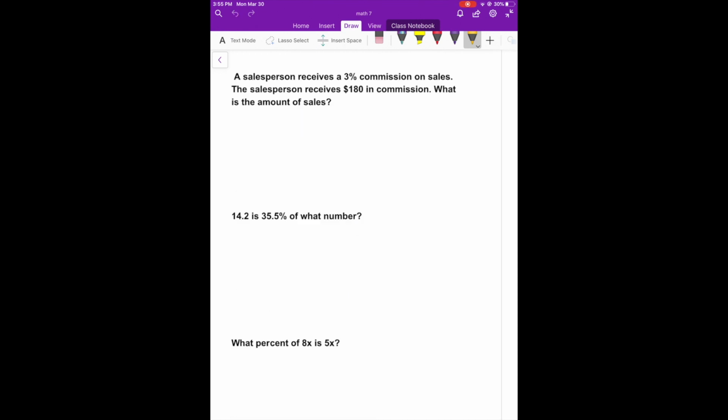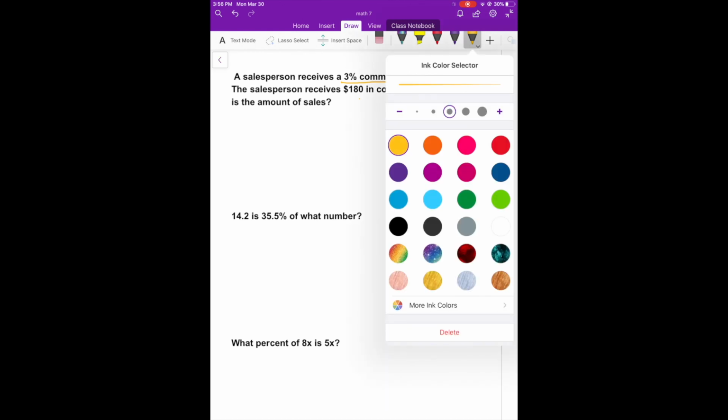Now let's try to solve some real life problems. A salesperson receives a 3% commission on sales. So 3% means 3 over 100. For every $100 of sale, he gets $3 as commission on top of his salary. The salesperson receives $180 in commission. What is the amount of sales?